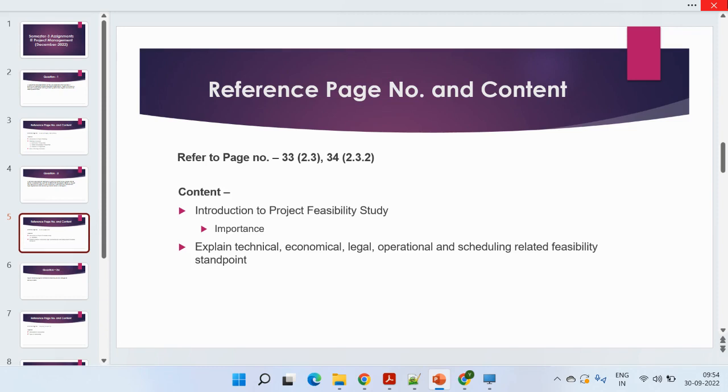Last is the scheduling related feasibility standpoint. So if we talk about the scheduling related, it means what will be the time constraint, whether it will be delivered within the time frame or not. What will be the schedule for the overall project development, whether we will do it in chunks or whether we will follow some waterfall model. We need to specify all these things. So I think the second question is pretty much clear.